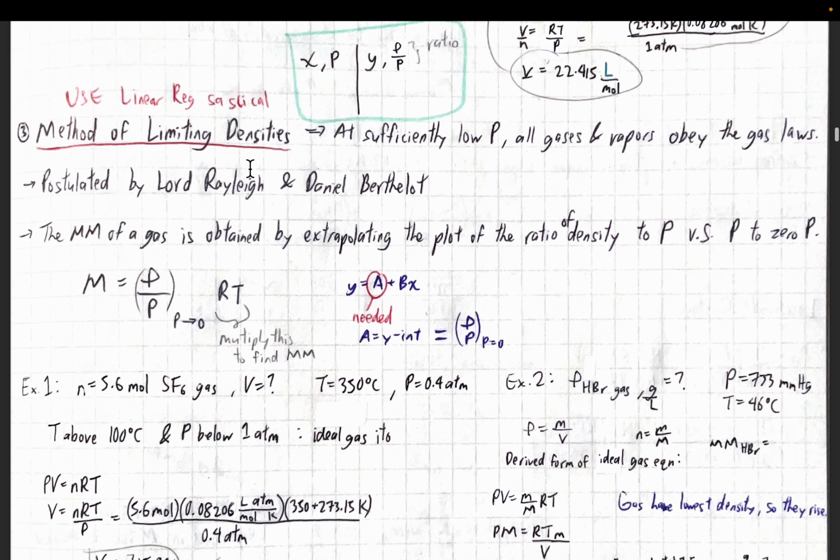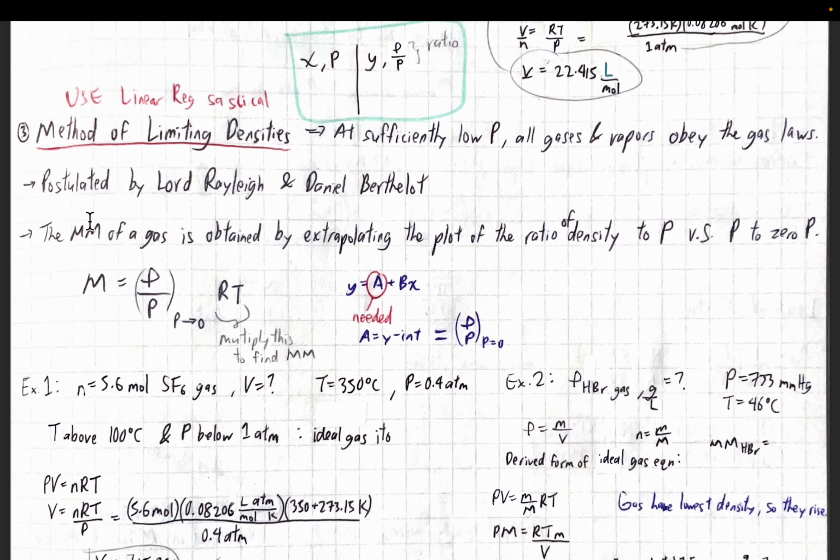Method of limiting densities. So in this method, we use linear regression in your calculator. If I recall, that's stat. Then just choose the linear table. So here, at sufficiently low pressure, all gases and vapors obey the gas laws. And this is postulated by Lord Rayleigh and Daniel Berthelot. I think this is the same guy who came up with the Berthelot equation of state, although I'm not sure. It might be a different Berthelot. I haven't really researched much on that.